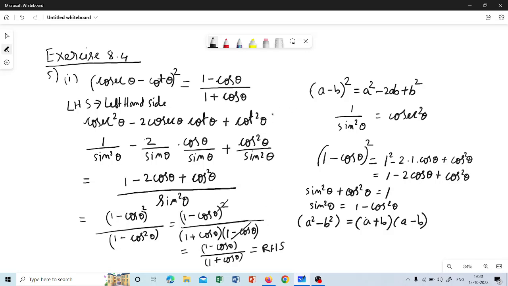One suggestion is that when you don't get the answer in the first attempt, don't panic. We have to try various different methods. With practice, you will understand when to use which substitution. So now I am going to start with the next question.